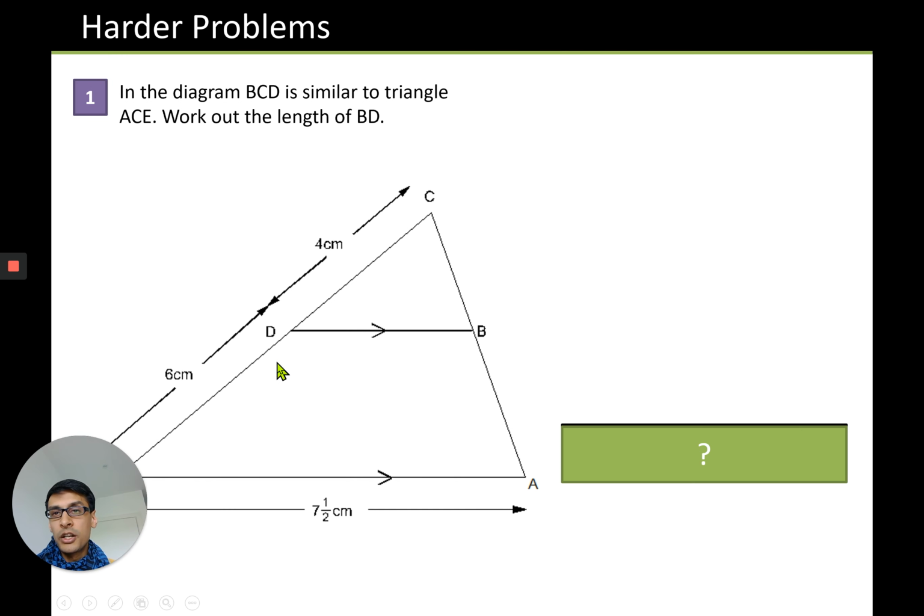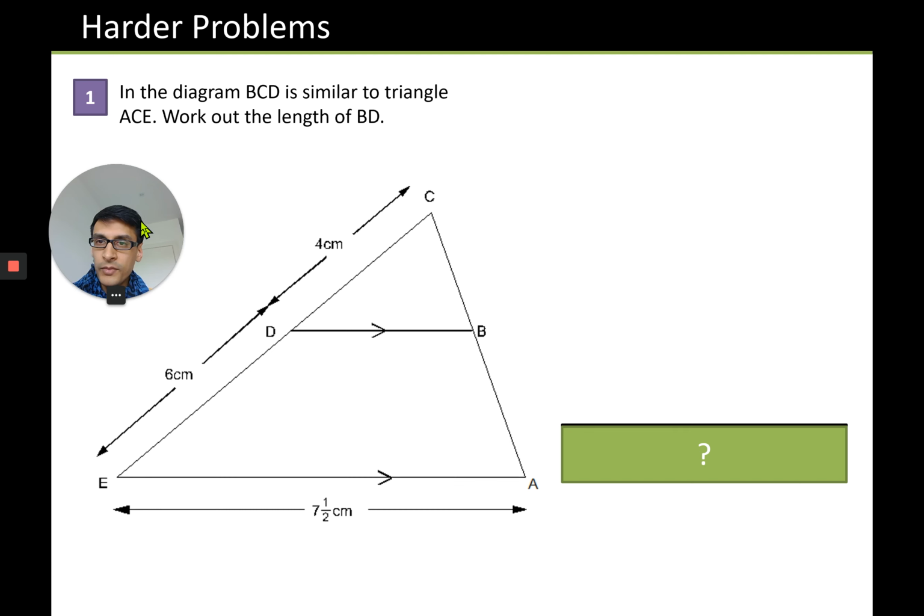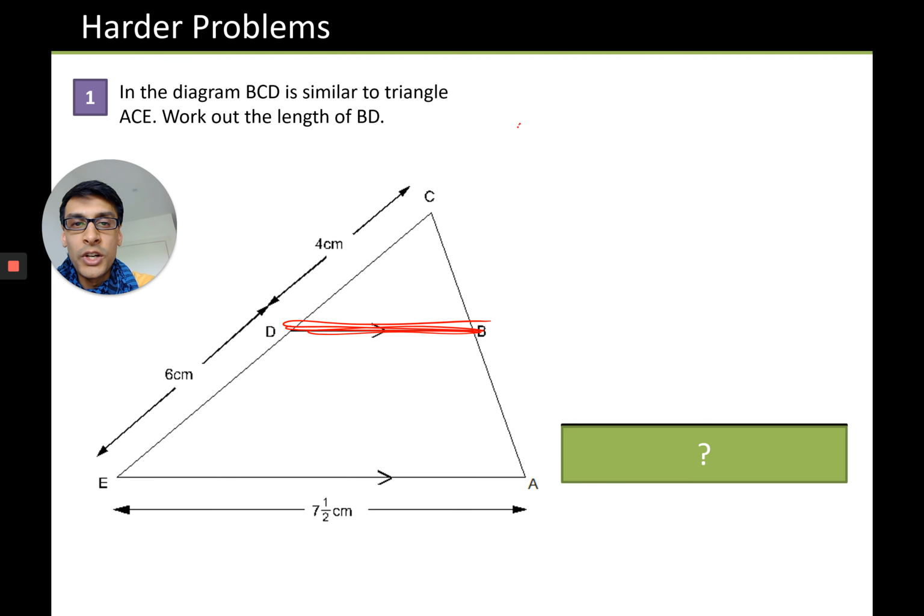Now, let's look at some harder problems. In the diagram, BCD is a similar triangle to ACE. Work out the length of BD. So we want this length here. We can just sketch out the two triangles we want. So there's one, and then there's the big one. For the small one, we know the length is 4.